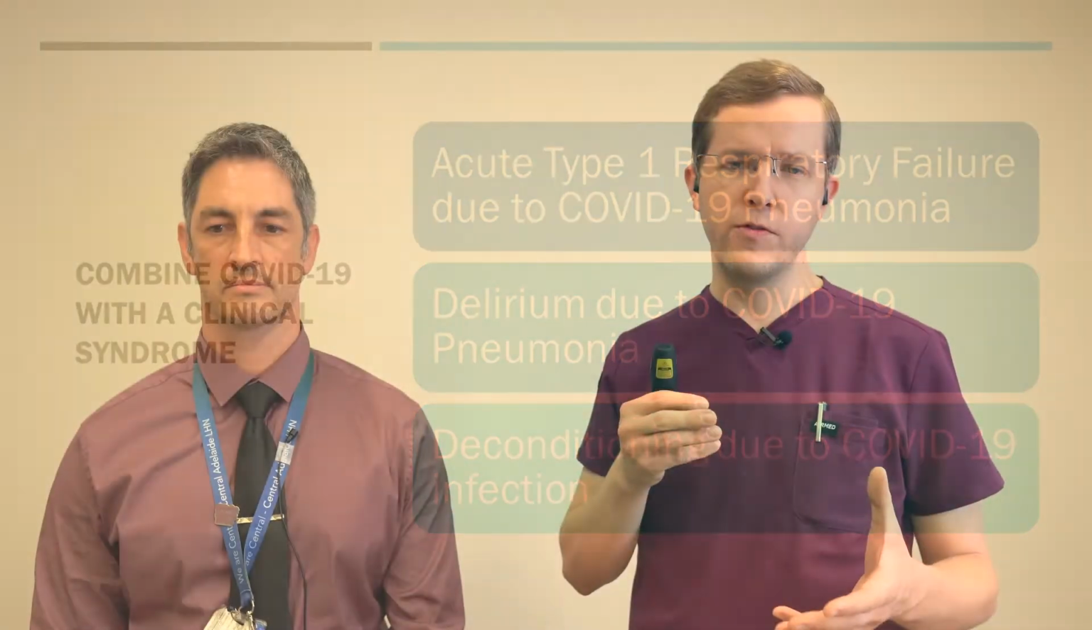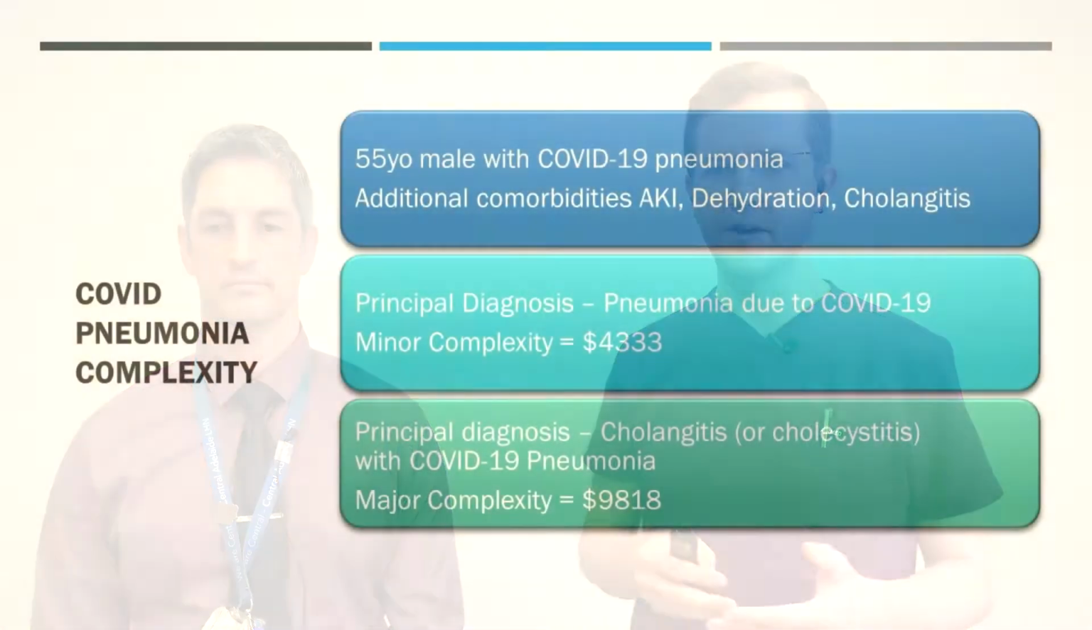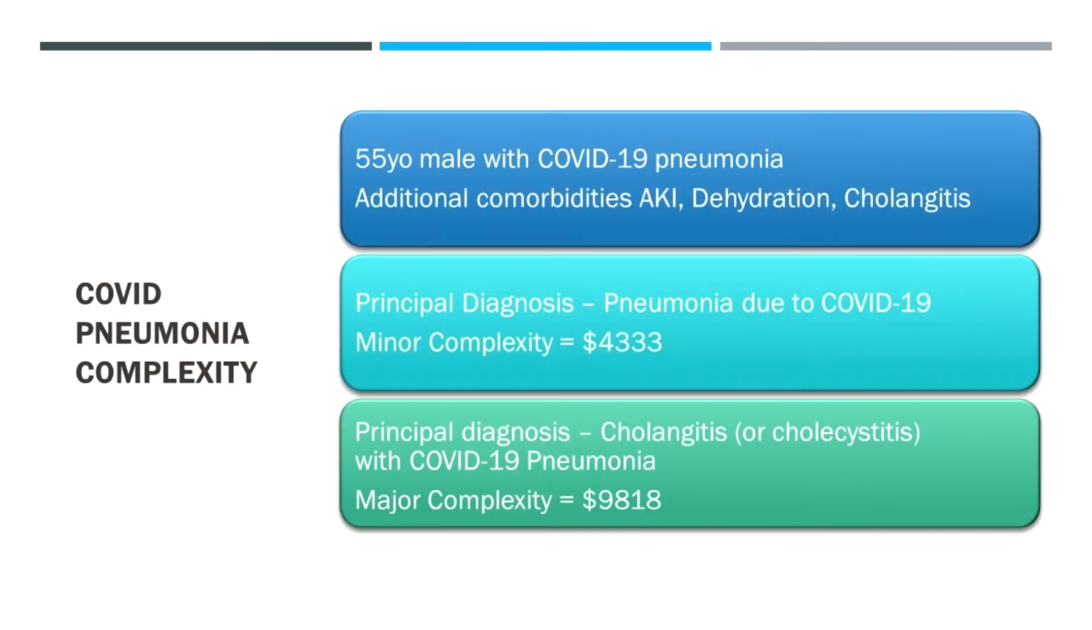So in terms of COVID-19 pneumonia in particular, we've got some examples here. Let's say that someone's 55 and they presented with COVID-19 pneumonia, so the respiratory manifestation of the disease. And along with that, we've diagnosed them with having acute kidney injury related to that pneumonia, dehydration, and then also we've picked up that there's cholangitis.